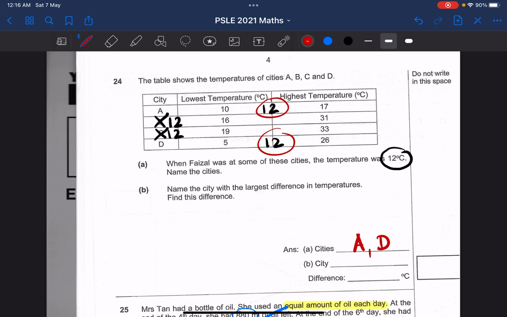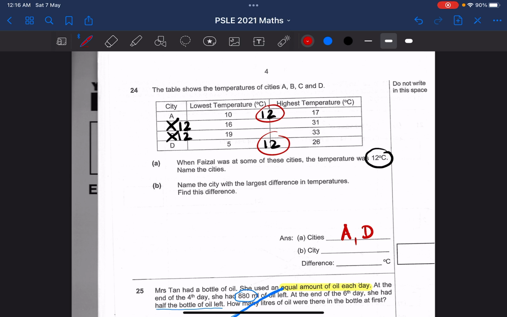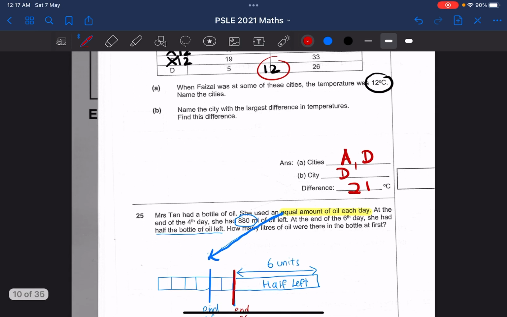Okay, now name the city with the largest difference. So I suppose you are going to do subtraction, right? Very simple subtraction. I will leave you to find out all the differences. I will only tell you what the answer is, because you will know by now how to find differences. The difference will be 21. And it is city D. D has the largest difference because 26 minus 5. That's a lot.